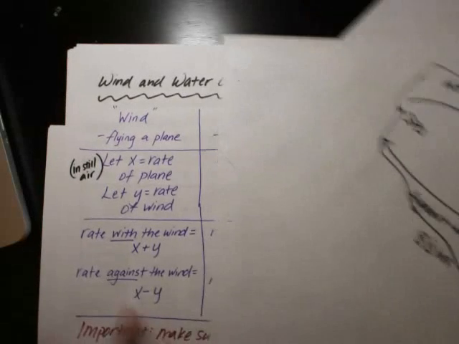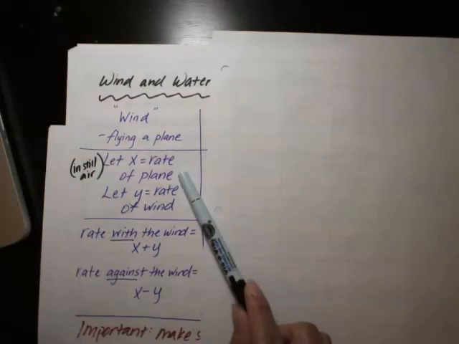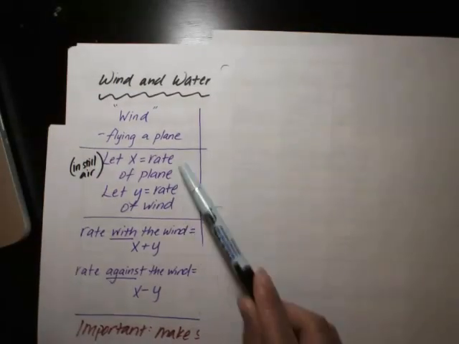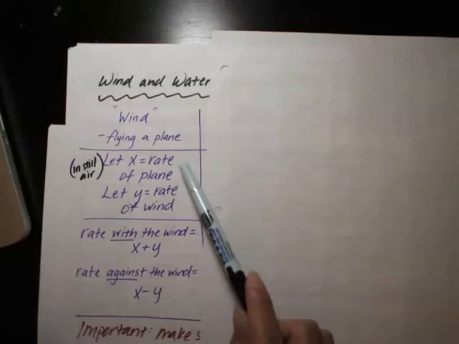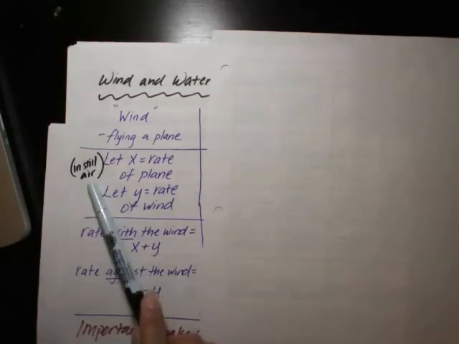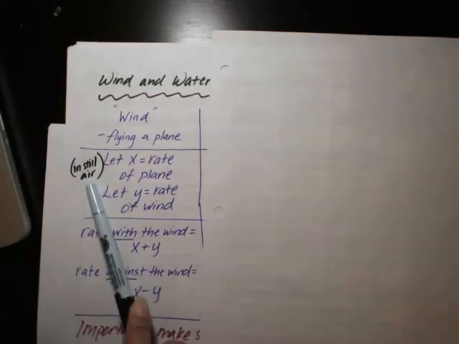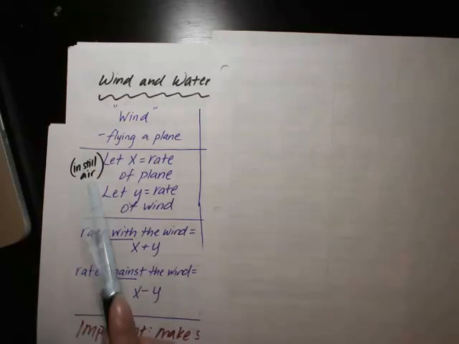For wind problems, you're going to have the rate of the plane and the rate of the wind. These are two different variables that you will have. Keep in mind that's the rate of the plane, just the plane. You're not factoring in air, wind, anything. In a lot of the problems, they consider this in still air. You're not affected by the wind in any which way.